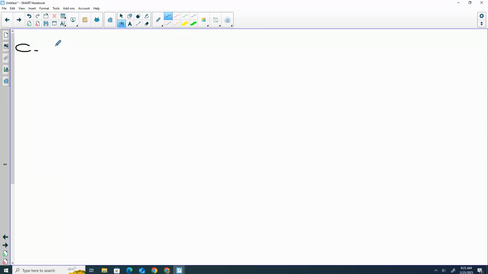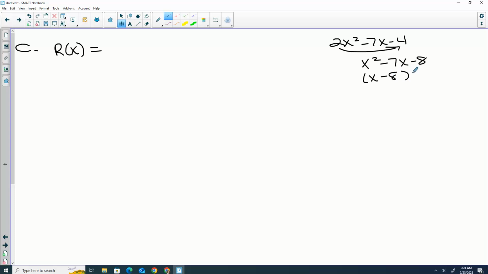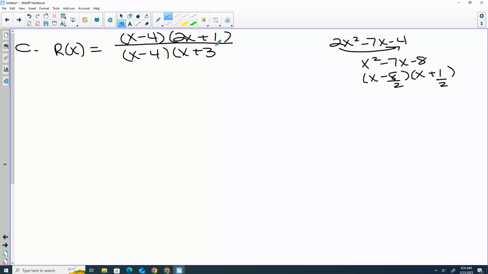If I look at C, we first have to factor. So if we do slip and slide, x minus 8, x plus 1, divide the 2 back. So the top factors into x minus 4, 2x plus 1. The bottom, that would factor into x minus 4, x plus 3. What happens right there? There's a whole 4. The x minus 4 is canceled.